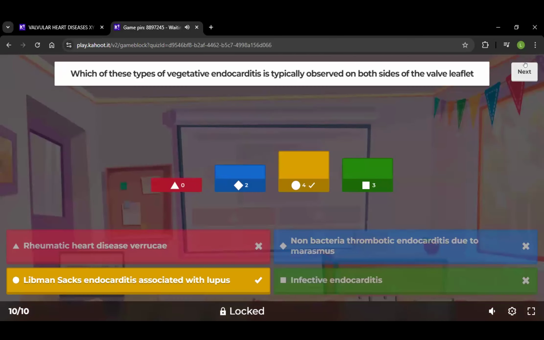So we have the answer as Libman-Sacks endocarditis, endocarditis associated with lupus. It's the vegetative endocarditis that's observed on both sides of the valve leaflet.